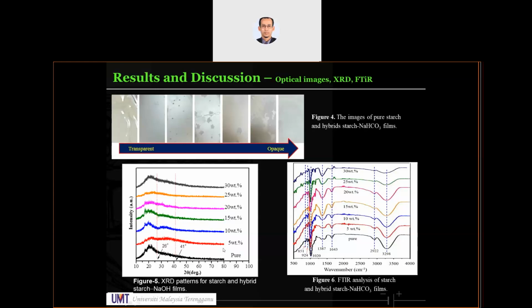Okay, with the addition of 5 to 38% of sodium bicarbonate, we found that no new peak can be observed, and the pattern also does not significantly change. Nevertheless, the intensity of the visible peak altered in response to the amount of salt. As a conclusion based on the XRD result, we can say that the complex film was not completely amorphous, but it was partially crystalline.